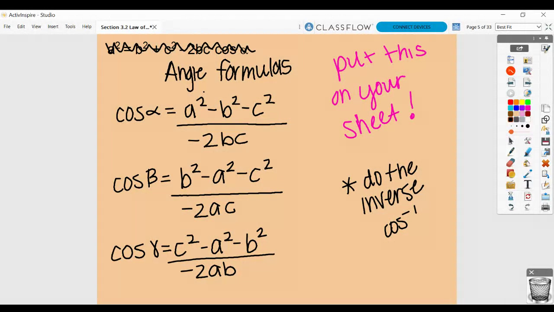For alpha, you have cosine of alpha equals a squared minus b squared minus c squared, divided by -2 times bc. So you can see that they are divided by the other 2 sides. Cosine of beta equals b squared minus a squared minus c squared, divided by -2ac. And cosine of gamma is c squared minus a squared minus b squared, divided by -2ab. So make sure you write these down on your blue sheet. You may want to pause the video so you can write these down.